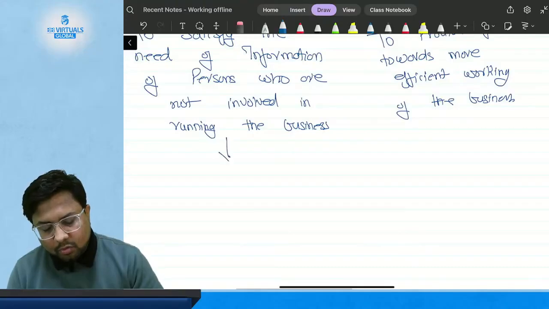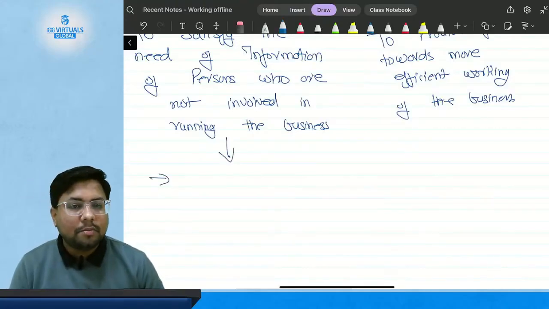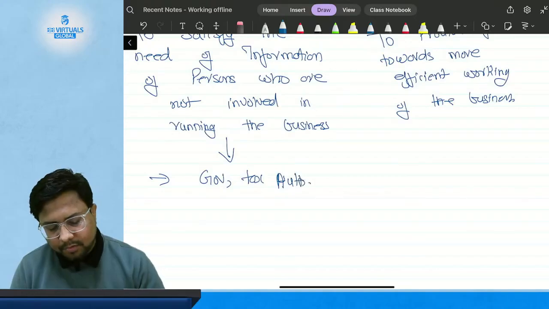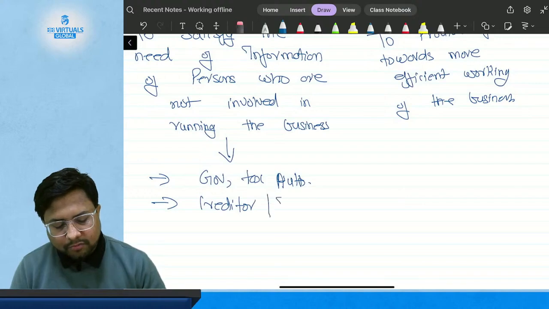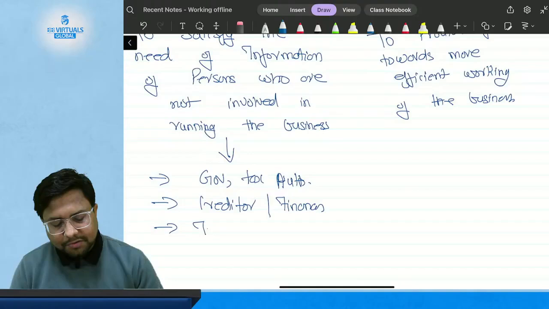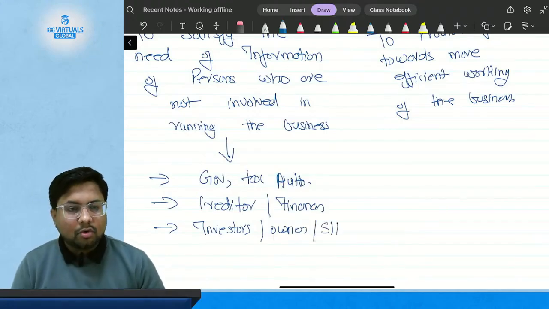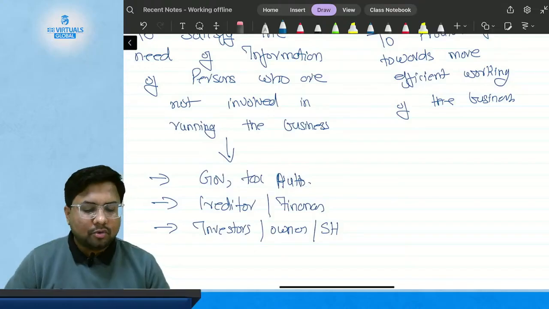Who are the people who need this information but are not involved in the running of the business? Government, tax authorities, creditors, your financiers, your investors, or you can say owners, or you can say shareholders.